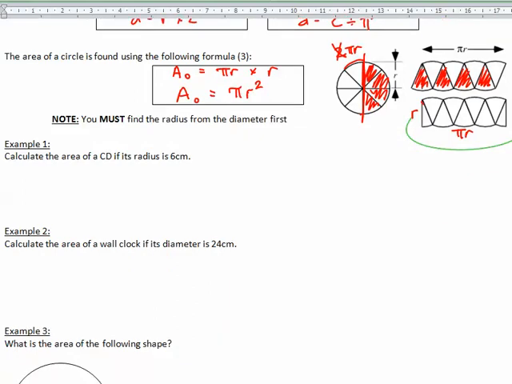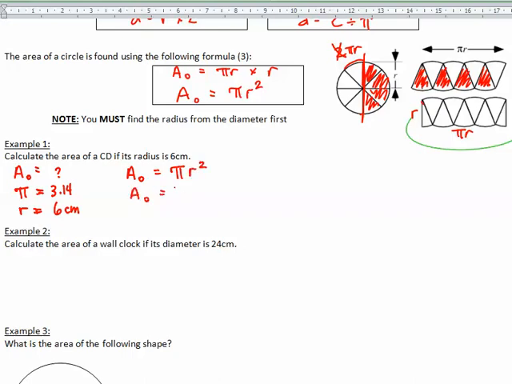So let's take a look at some examples. Calculate the area of a CD if its radius is 6 centimeters. So the two things that we need to know in this formula are the area and the radius. The pi will always be 3.14. Area we don't know. Radius is 6 centimeters. So we use the formula area of a circle equals pi times radius squared. I'll fill in my numbers.